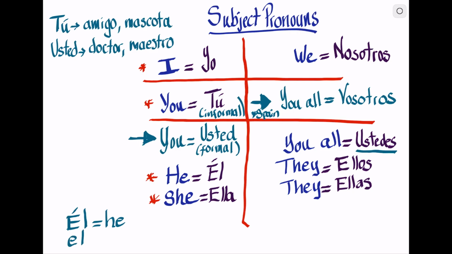Now, él has an accent mark, because é with a little line on top, that is called an accent mark, is he. But without it, it is the. Now we have tú. With an accent mark it means you. Without it, it means yours. For example, tu casa, your house.